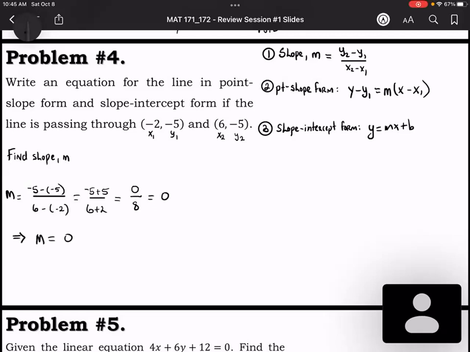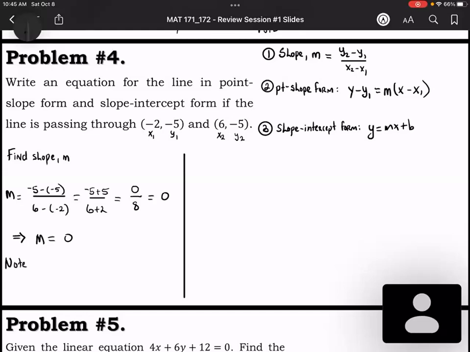Now, before I do the next 2 parts, if m is equal to 0, does anybody know what type of line I'm dealing with here? There's a specific line that we deal with when m is equal to 0. A horizontal line? Very good. When m is equal to 0, this implies that we're dealing with a horizontal line.